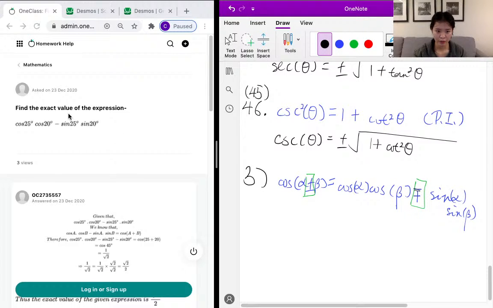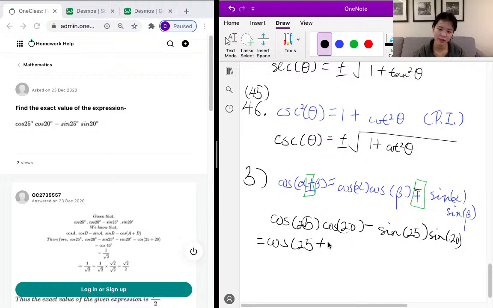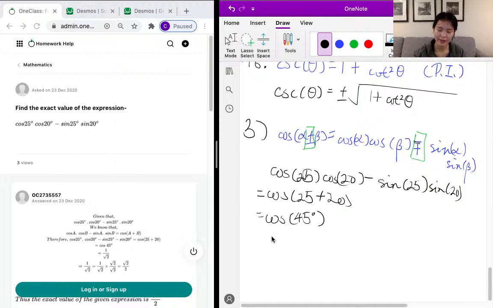Okay? So from here, we have cos of two angles minus sine of two angles, so we know that it's actually the cos of two angles added together. Let's write it down. That's cos 25 cos 20 minus sin 25 sin 20, which is equal to cos of 25 plus 20 degrees, which is equal to cos of 45 degrees.